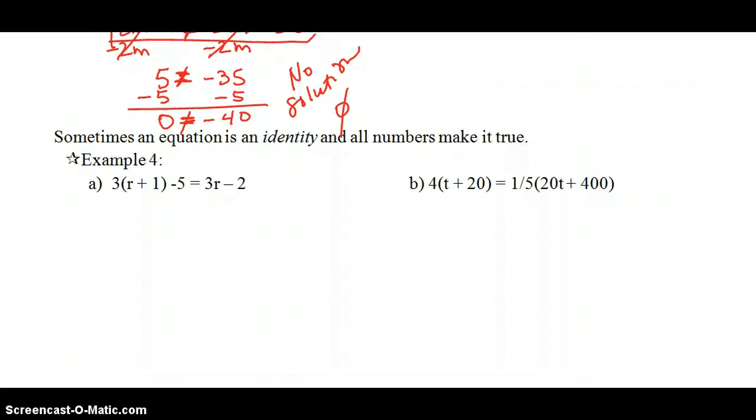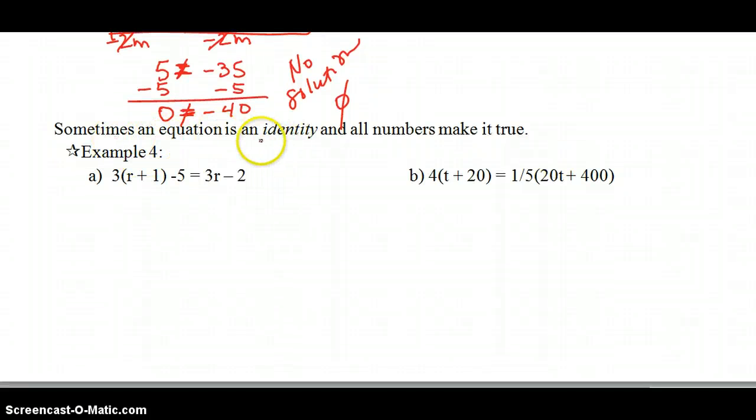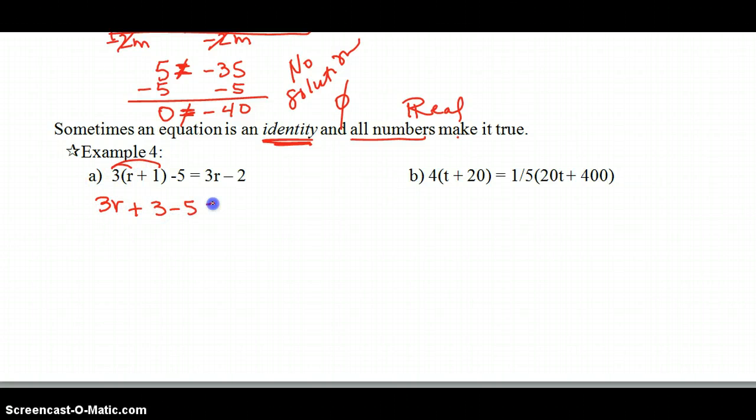Now let's go down here and see what happens when sometimes equations are an identity and all numbers make it true. That's all real numbers, by the way. That's that fancy R. All real numbers make it true. Let's see what happens. We distribute our 3r plus 3 minus 5 equals 3r minus 2. Combine like terms, so we have 3r, and you can say plus negative 2 if you'd like, or just minus 2. It's whichever one you're comfortable with. This has minus 2. That's the same thing as plus negative 2. Oh, so we have exactly the same thing.